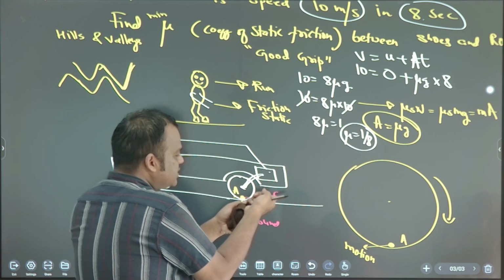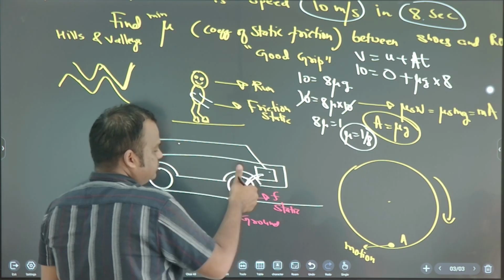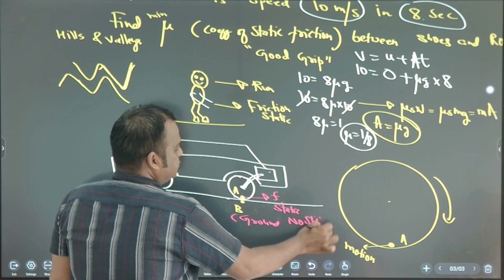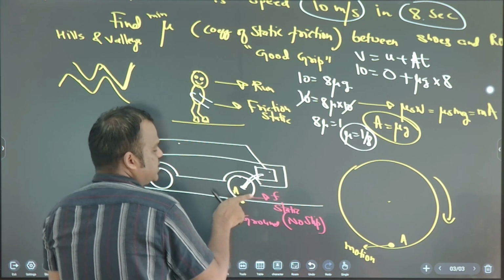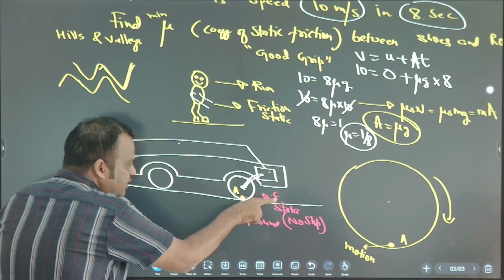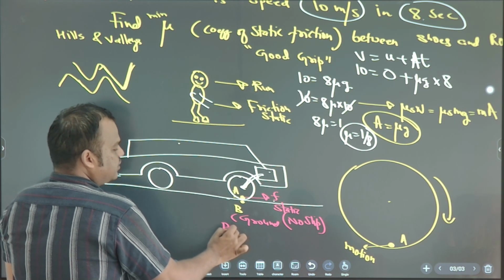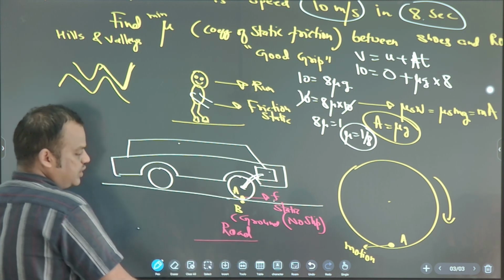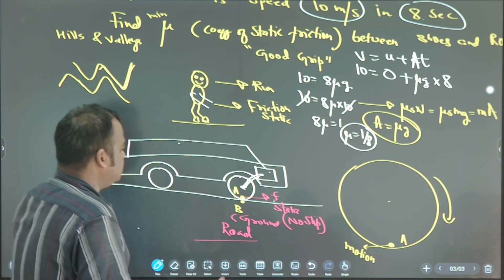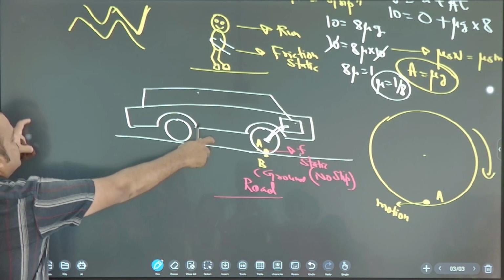So this friction is static, because there is no slip. So this friction is acting where? Forward. Are you getting it? Who is exerting this friction? The ground. If the ground is slippery, the car cannot go forward. You know, if the ground is slippery, what happens?